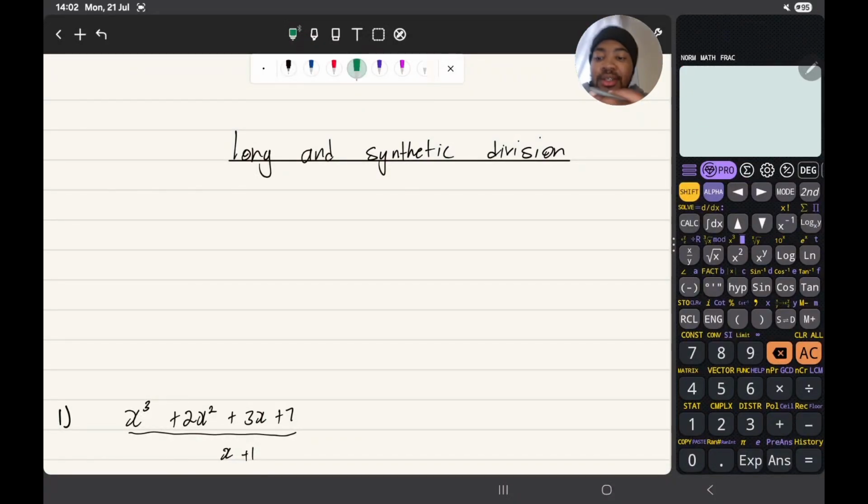Alright, guys. For polynomials, I think the whole chapter is just about cubic polynomials, right? So for cubic polynomials, we're going to start with long and synthetic division. The whole chapter is about cubic polynomials. Before that, I would like to make a small illustration, right?